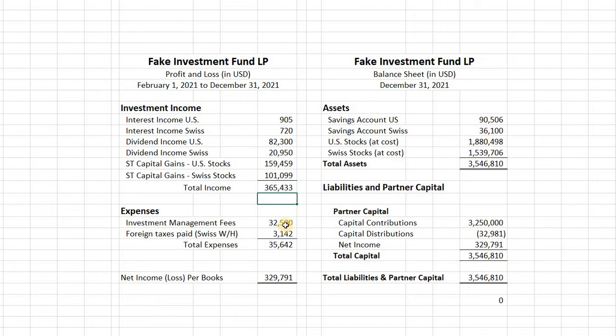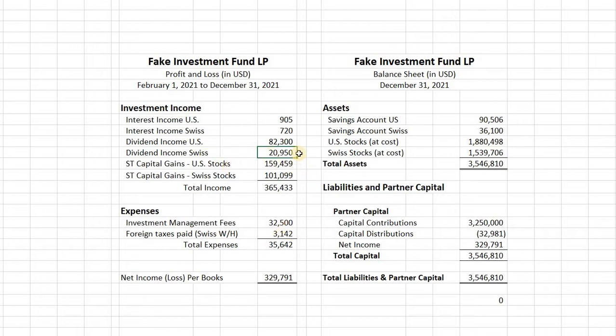Now, the expenses, we did touch on this earlier too, right? The investment management fees, the portfolio management fees paid to that portfolio advisor, management company, and then the foreign taxes paid. So the taxes paid here, the Swiss withholding, remember, the fund didn't actually write a check for these, right? When there's withholding taxes, you have to report the gross amount of dividends and then report also the gross amount of withholding that came off the top.